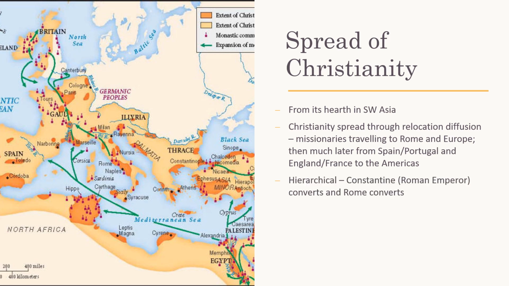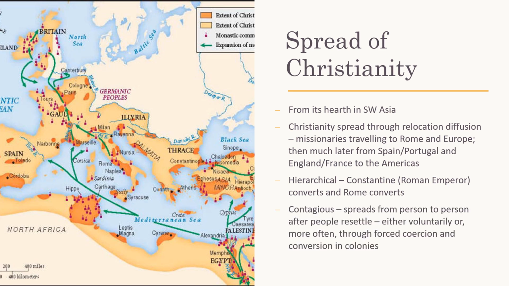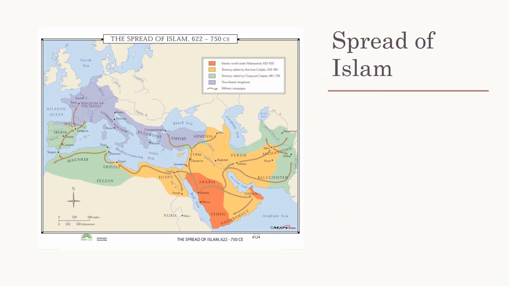We also had a hierarchical diffusion that occurred with Christianity. The Roman Emperor Constantine converted and forces the Roman Empire to convert to Christianity. And then contagious diffusion happens all over the place with these universalizing religions, spreading from person to person after people have resettled. That could be voluntary, right? Voluntary conversion of people hearing the word of God and Christ and converting, or it also could be through coercion and forced conversion in colonies.